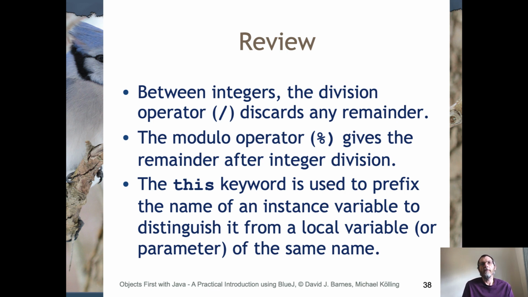We've introduced the modulo operator, which is written as a percentage symbol that gives the remainder after integer division between two integers. And we've also seen the this keyword, which is a way of distinguishing between a parameter and a field of the same name. Very commonly seen inside the bodies of constructors, because the parameters are being used to initialize the values of fields when an object is being created.